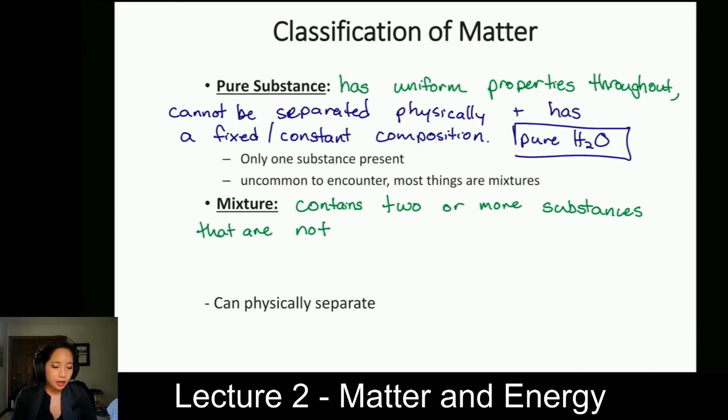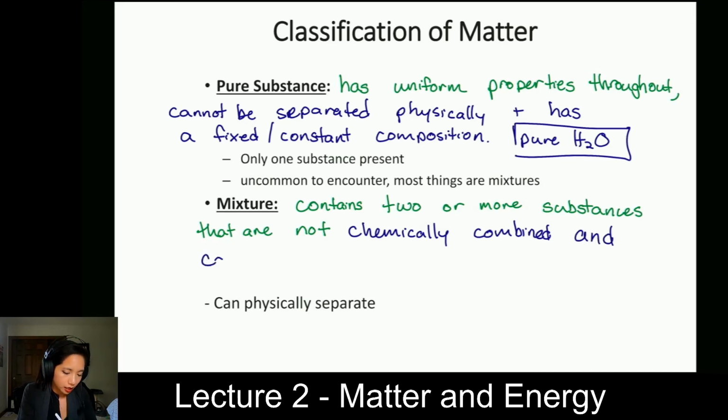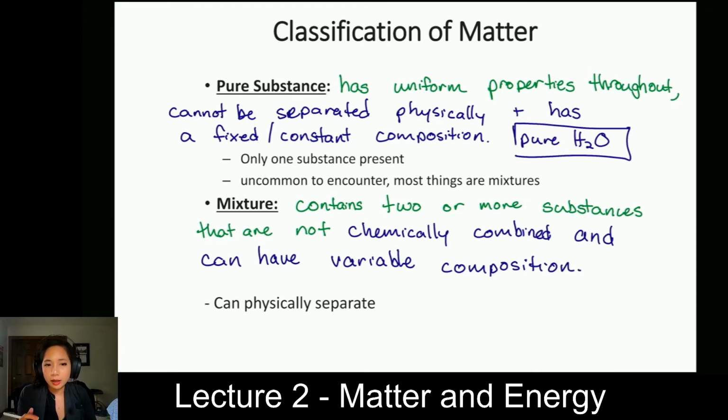All right, so then our second classification of matter is mixture, which is much, much more common. Mixtures contain two or more substances that are not chemically combined and can have variable composition. Right. So my example here is going to be salt water. So what's important here is that you can physically separate it. Right? So those are the definitions.